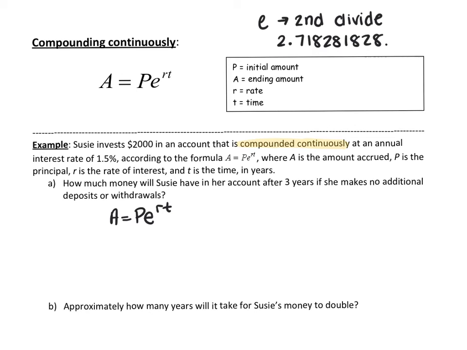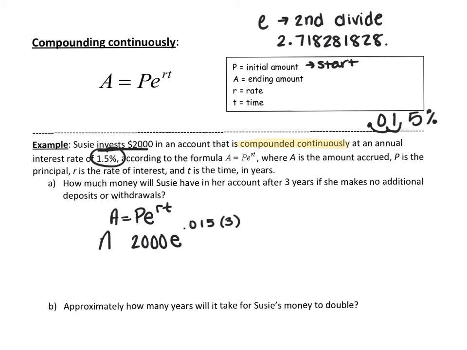So we're talking about Susie investing, beginning with $2,000. That's my P. That's my start value. So we're going to put that in for P. So 2000 E, the number on the calculator, at an annual interest rate of 1.5%. So remember, we take the decimal and we move it two places to the left, fill in any gaps. So my interest rate is 0.015 rather. And they want to know how much money will Susie have in her account after 3 years. So again, my time is 3. To figure out how much money she'll have in 3 years, all you're going to do is plug this into the calculator just the way you see it.